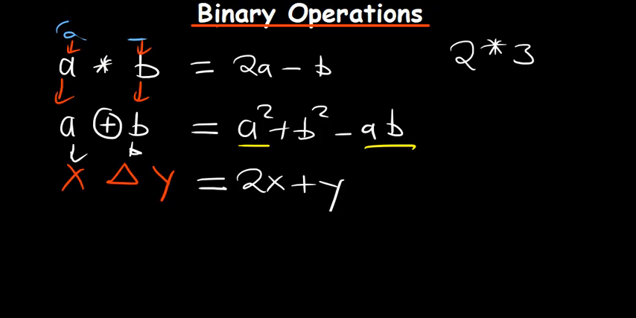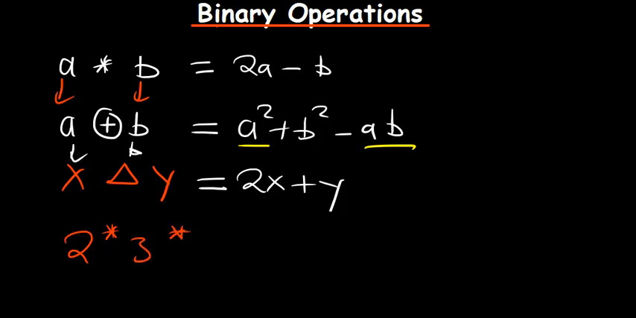Now, the other important concept that I want you to really pay attention to is, what if I said 2 star 3 star 1? There's no way the question can come out like that. You are always going to put the brackets on either 2 star 3 or 3 star 1, because the binary operation is always supposed to be performed on 2. So the brackets dictate which one to start with.